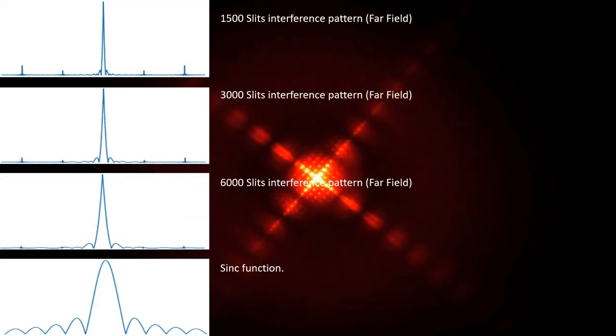The first image represents the interference pattern from 1500 slits with 15 combinations of D. The second image represents the interference pattern from 3000 slits with 30 different combinations of D, and the third image represents the interference pattern from 6000 slits with 60 different combinations of D. We see that on increasing the combinations of D we are reaching the desired sinc function produced by the Fourier transform of the box function.